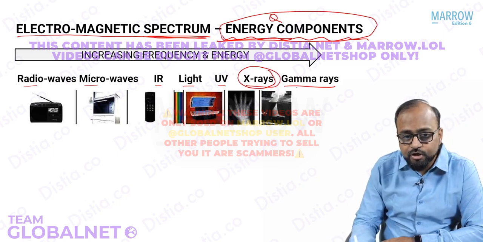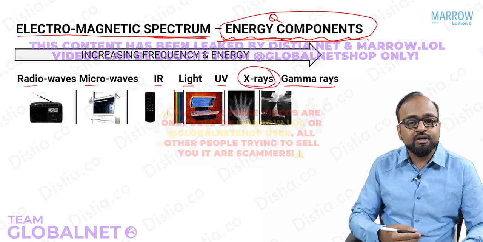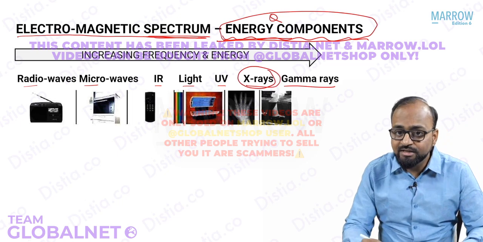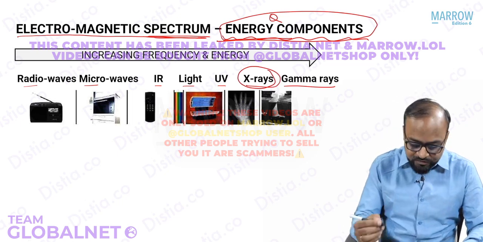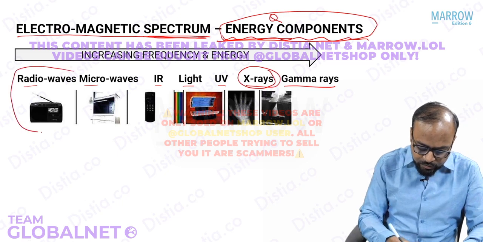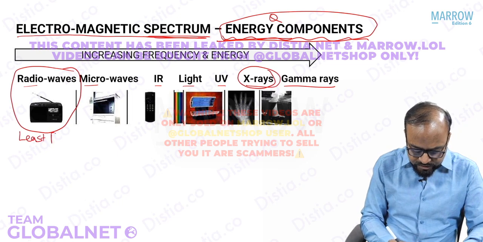We have seen them in increasing order of frequency and energy. These are the components. So if I'm your examiner, I will ask you, which of these components of the electromagnetic spectrum has the least frequency and least energy? Can you tell me? Least frequency and least energy will be your radio waves. So this is the least frequency, least energy, isn't it?